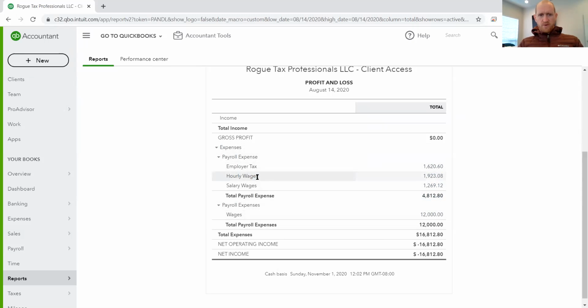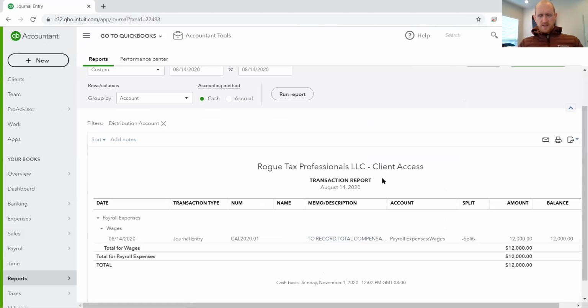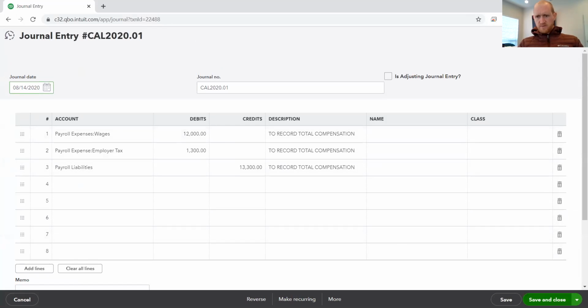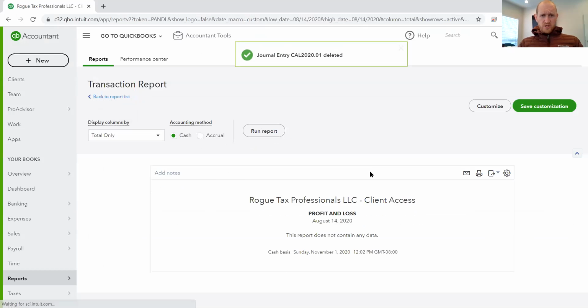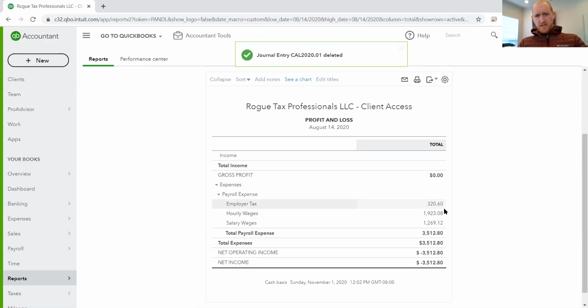Payroll expense, hourly wages. Ignore this one. This one, you know what? I'm going to delete this. This is one that I was using as an example. So I have two of them in there. We don't want two, we just want it one time. So here it is. Of course these would be much higher if I entered all of them, but you can see here's my salary wages, my hourly wages, and my taxes.